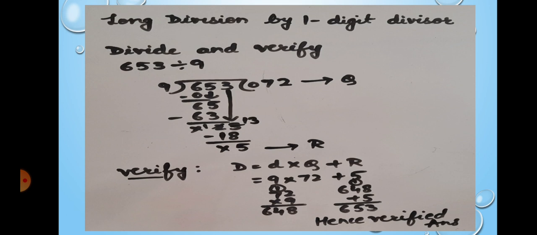Now divisor is 9 and quotient is 72. We will first of all multiply 72 with 9. On multiplying 72 with 9 we will get 648. After that we will add remainder to it, that is 5 would be added to 648. We will get 653. So the number we got is 653, which is equal to the dividend which was given to us. So our answer is correct. So we will write hence verified.